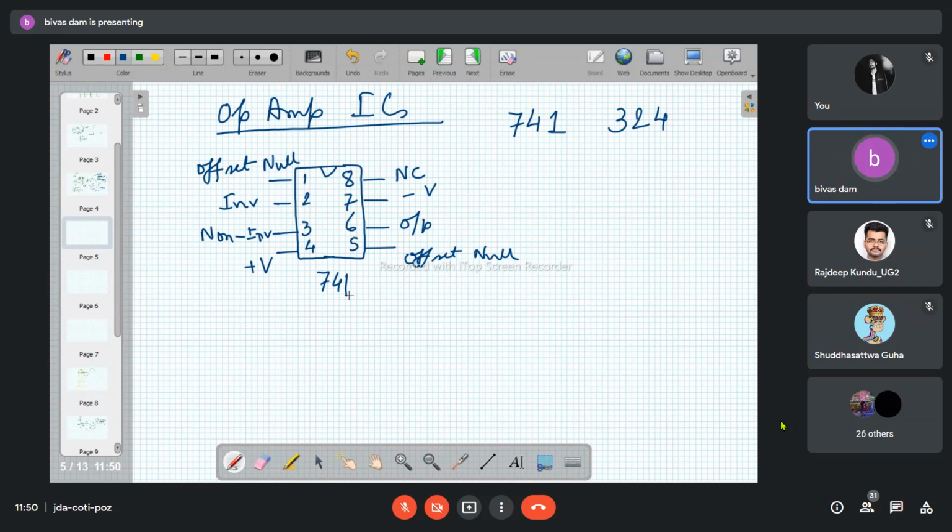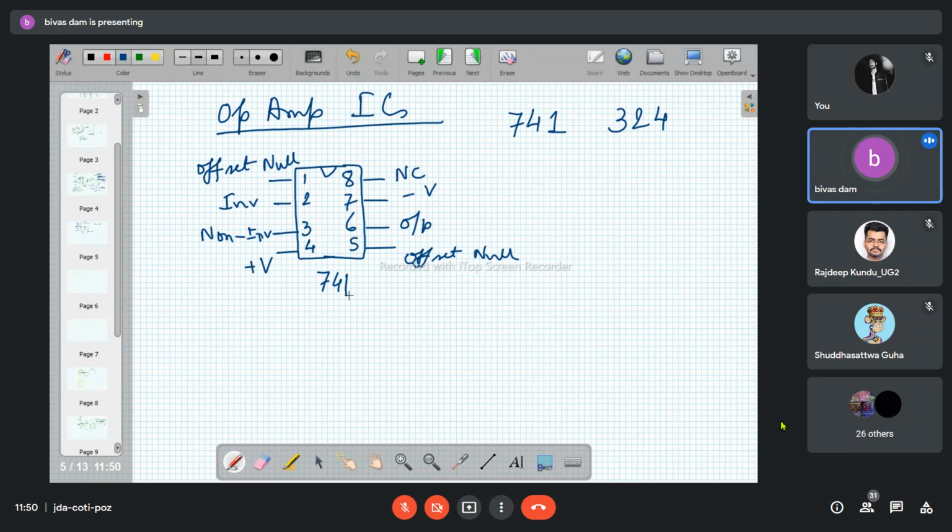Now, apart from these 2 input terminals and the output terminal, there are 2 other terminals required for the DC inputs, the plus minus VSAT levels. The positive DC level is given to pin number 4, and the negative DC to pin number 7. Pin number 8 has nothing connected to it. That means it is simply a floating pin, so it is given as not connected, NC. Now, what about pins 1 and 5? They are named as offset null terminals.